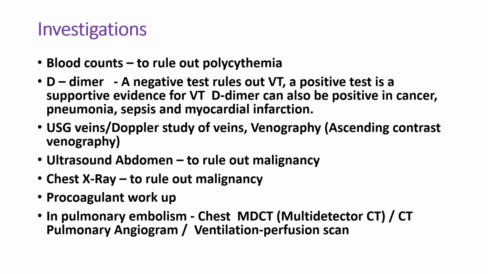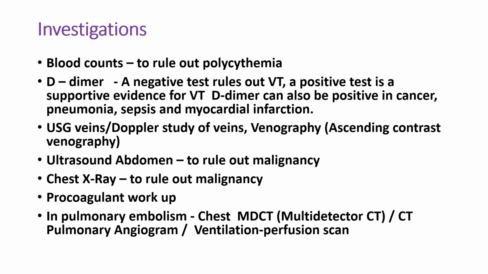Procoagulant workup like protein C, protein S, antithrombin 3, all these things can be done in some patients, not in all patients. When no major cause is clinically detected for a DVT, then we can go for procoagulant workup. In pulmonary embolism, echo can be done, chest CT, pulmonary angiogram, CT pulmonary angiogram, ventilation-perfusion scan. These are the common investigations that can be asked for pulmonary embolism.